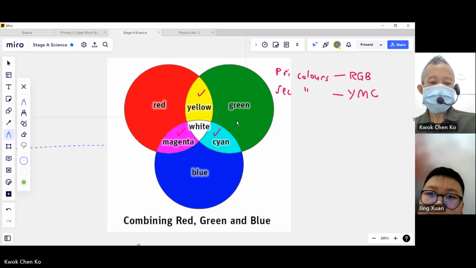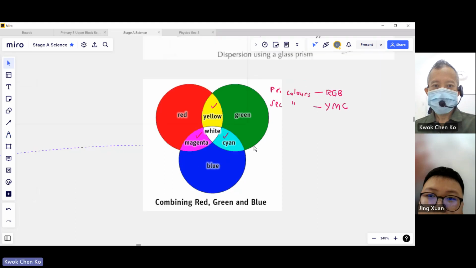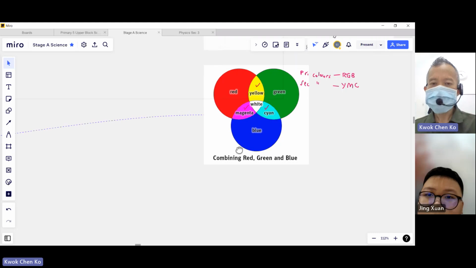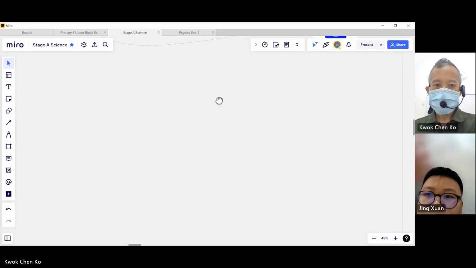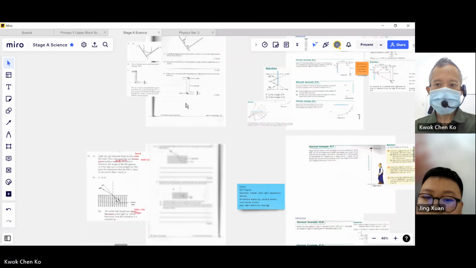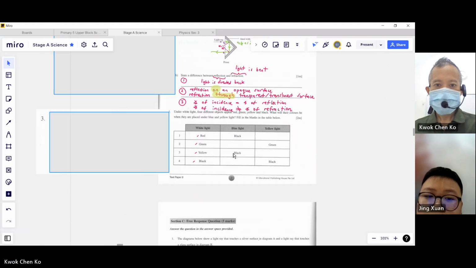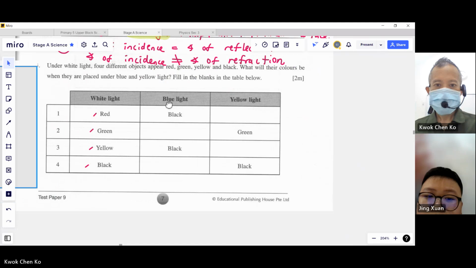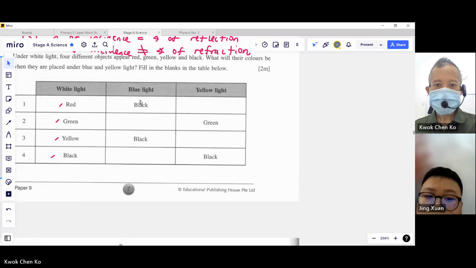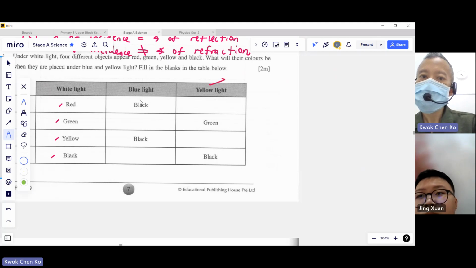So, take note of this. Let's go back to the question. So, what is green and red? Yeah. So this is how I would work out the equation. Okay, so what you need to know is yellow is actually not a pure color. It's made of green and red.